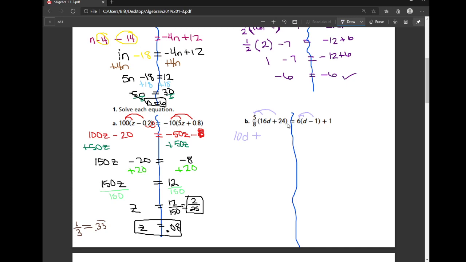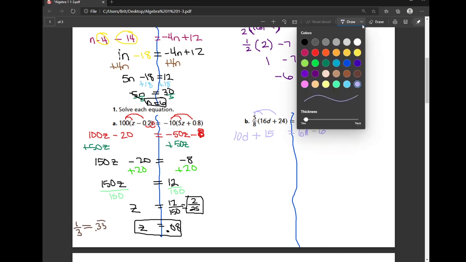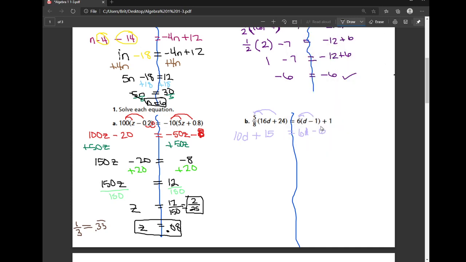Alright, let's look at that again with the 24 now. So 24 divided by 8 is 3, times 5 is 15. And then on my right hand side, 6 times d is 6d, not 60, but 6d. And then 6 minus 1 is a -6. Don't forget there's the plus 1 sitting outside from the equation.